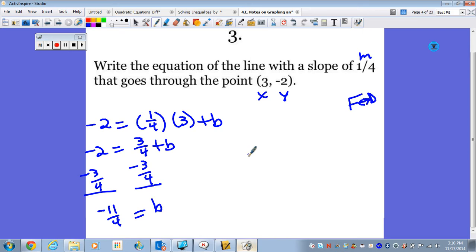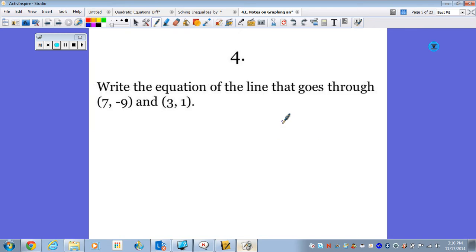So now we have our equation. So y equals 1/4 x minus 11/4. Okay, so notice the same thing we did in the last one, because the slope was a fraction, so I had the slope and I had an ordered pair. Okay, moving right along.